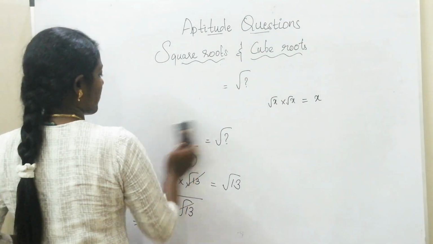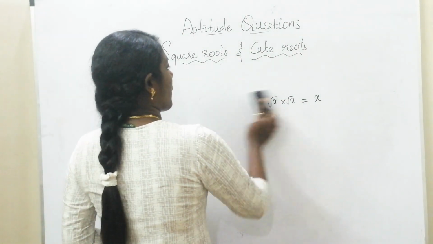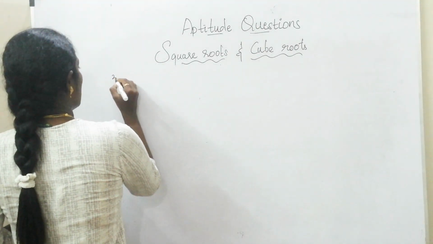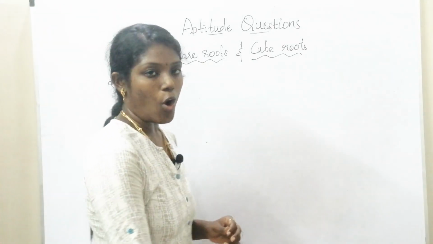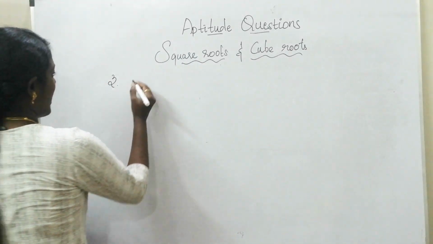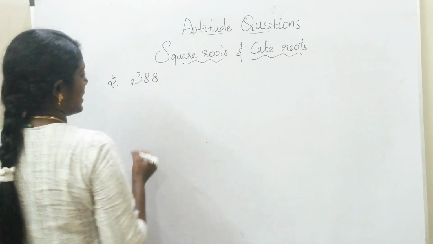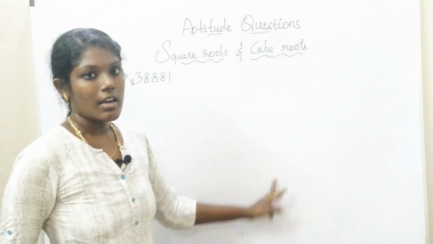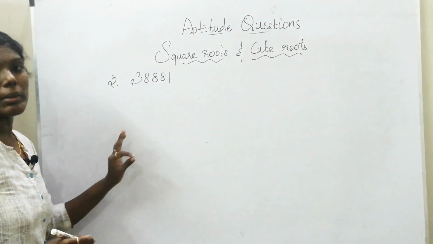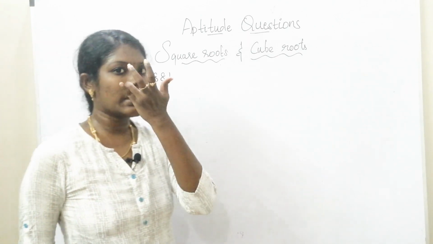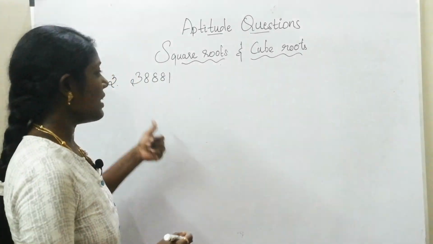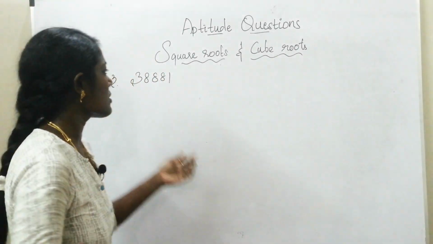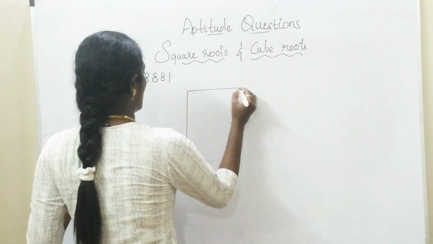The next question. An army has formed certain solid squares made up of 38,881 troops, and they made a square, and some people are left out after forming a perfect square, and they are asking how many are left out. So to find out how many are left out, our work is to first find the square root.